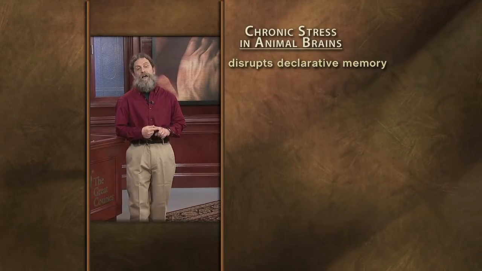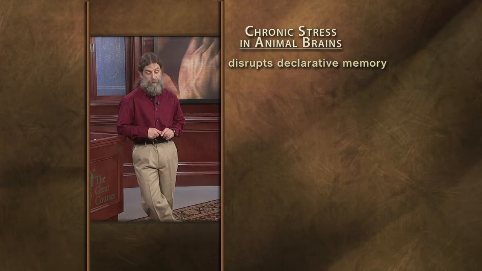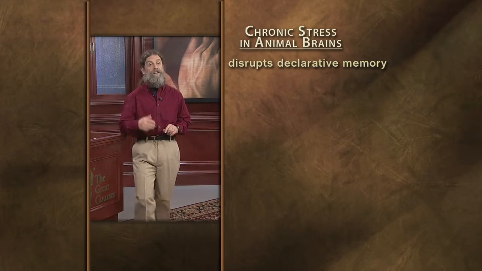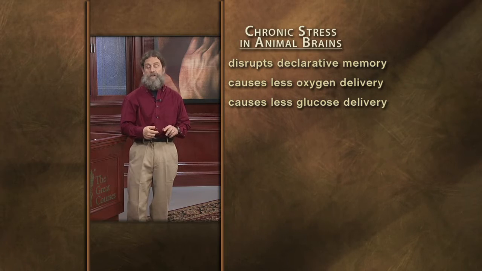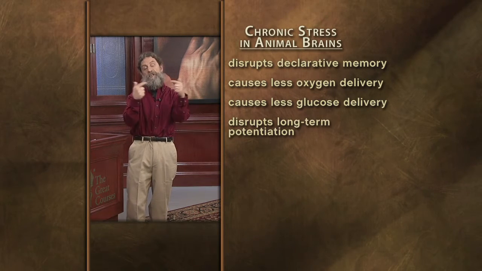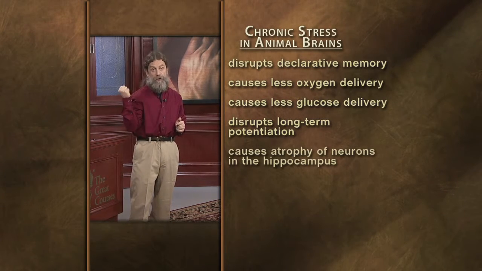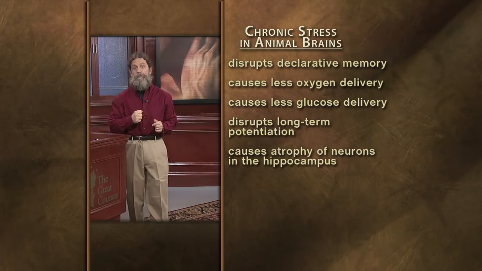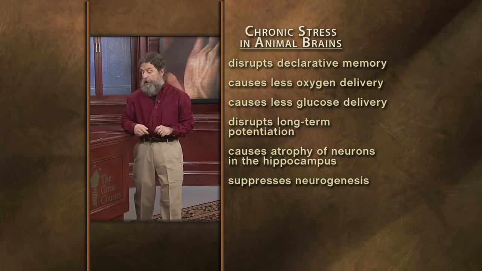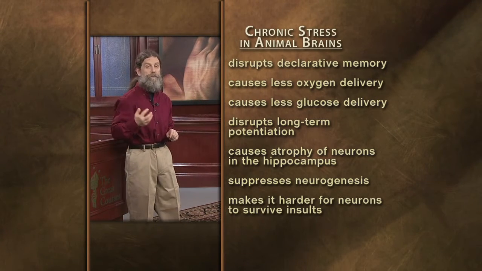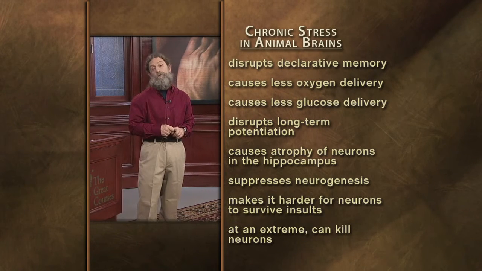Chronic stress and the declarative memory that the hippocampus specializes in disrupted. Chronic stress, less oxygen, less glucose delivery to the brain. You begin to disrupt long-term potentiation, that increase in excitability. You begin to cause atrophy of neurons in the hippocampus. You suppress neurogenesis, that wonderful new phenomenon. You make it harder for neurons to survive all sorts of insults. And at an extreme, you can actually kill neurons.